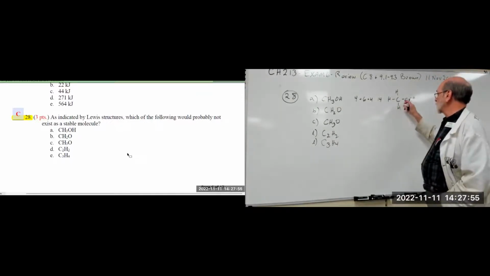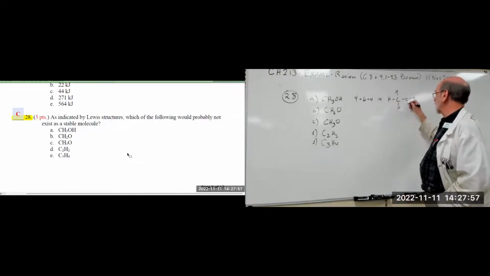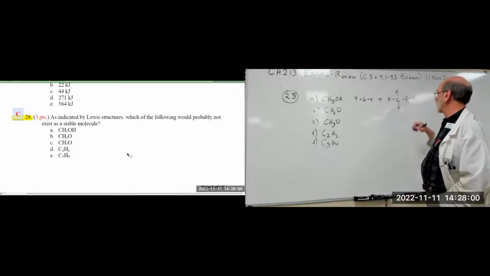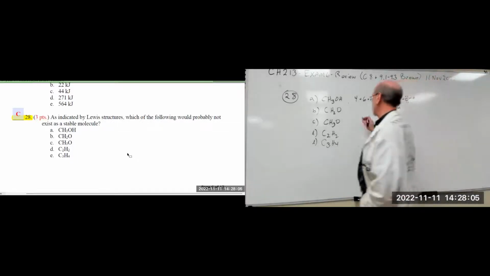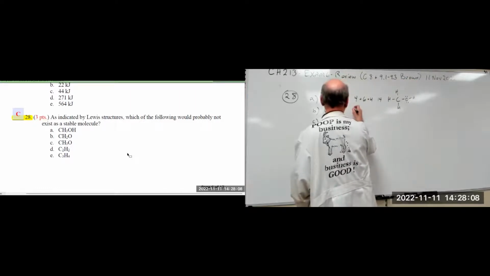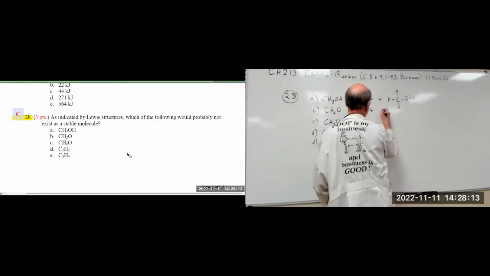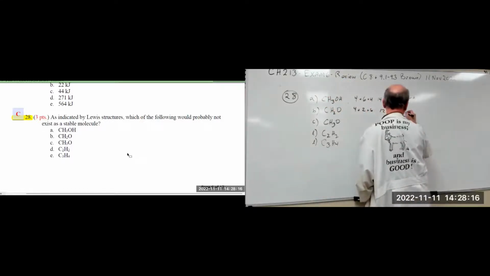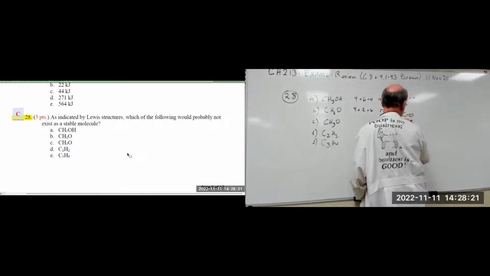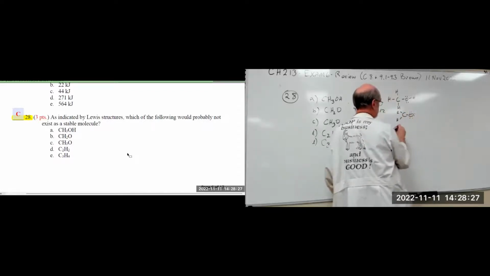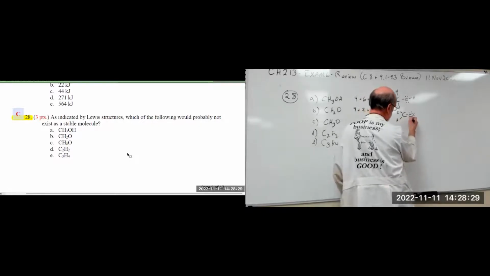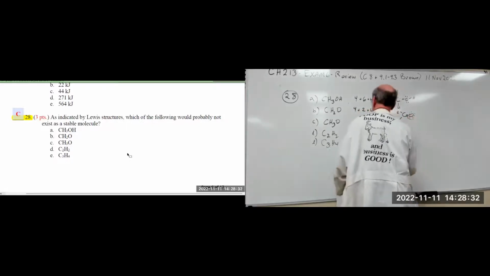All right, so 2, 4, 6, 8, 10. So we need 4 more electrons. 1, 2, 3, 4. That's it. That's a good structure. How about this one? Let's see, 4 plus 2 plus 6 is 12. So carbon, 2 hydrogens, and an oxygen. So 2, 4, 6. 1, 2, 3, 4, 5, 6. That's 12. So carbon needs a pair. Goes in here like this. Yeah, that's a good structure.